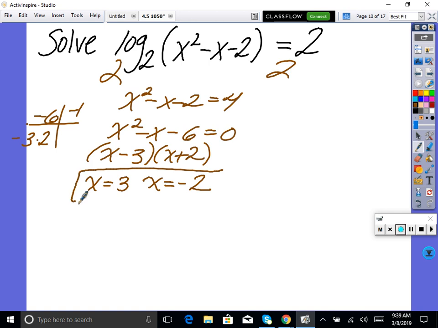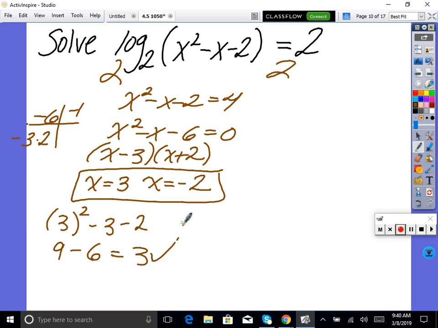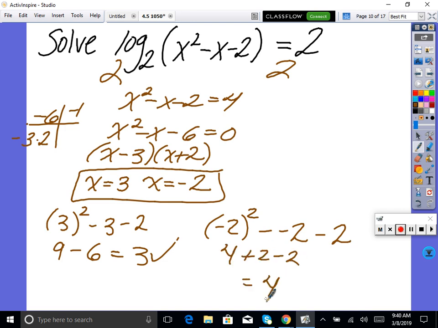Now, don't just say, well, I can't plug a negative into a logarithm. That's not true. That's not what the true statement is. The true statement is, if I plug in, will it be negative inside? So let's test it out. If we plug in 3, that would be, inside our parentheses, 3 squared minus 3 minus 2. 9 minus 6 is 3, yeah? It was positive inside when I plugged in 3. Let's plug in negative 2. Negative 2 squared minus negative 2 minus 2. 4 plus 2 minus 2 is 4. Is 4 negative? No. Therefore, negative 2 is also a solution because it didn't make it negative inside. So make sure you don't misunderstand that idea.